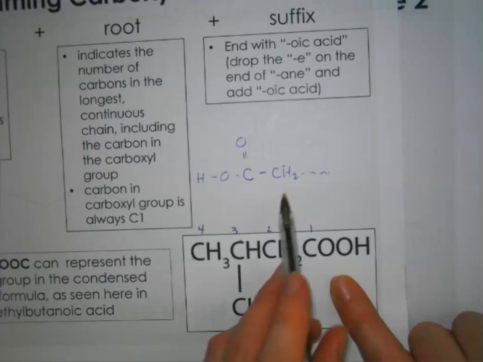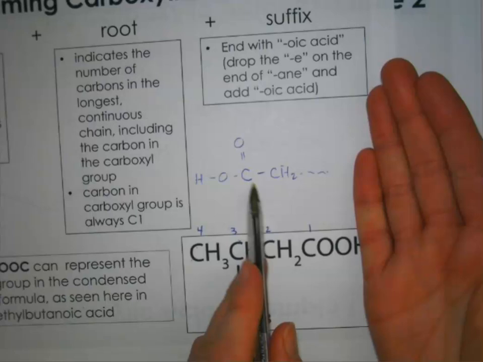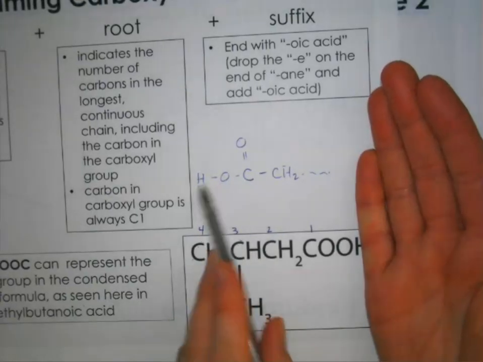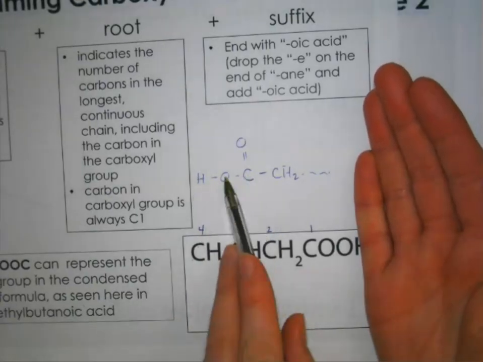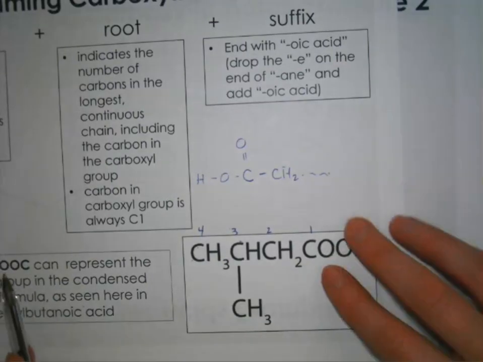Whereas over here, you would have this structure reversed. So it would be like a mirror image of this. So this would be going off to the right side. So it would be COOH. And that's why we write it in these two different ways for the condensed structural formula.